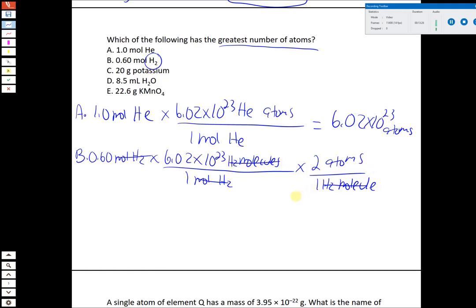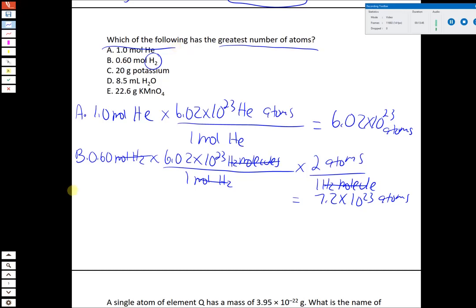And this time we get 1.2 times Avogadro's number. So we get 7.2 times 10 to the 23rd atoms. Alright, so that one's a little bit bigger, so we can cross out choice A because B is larger.